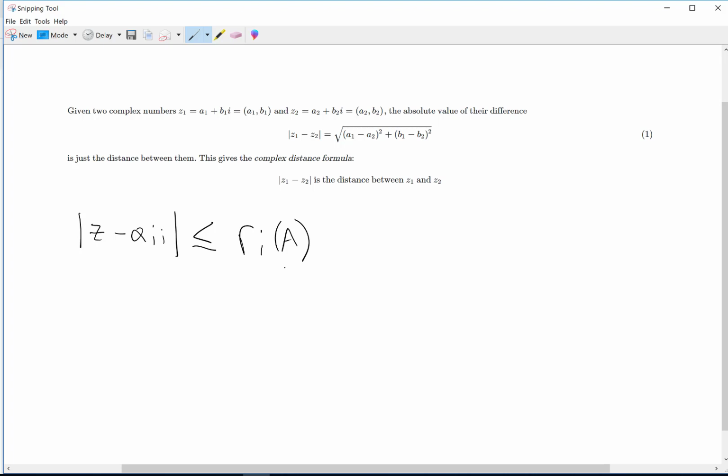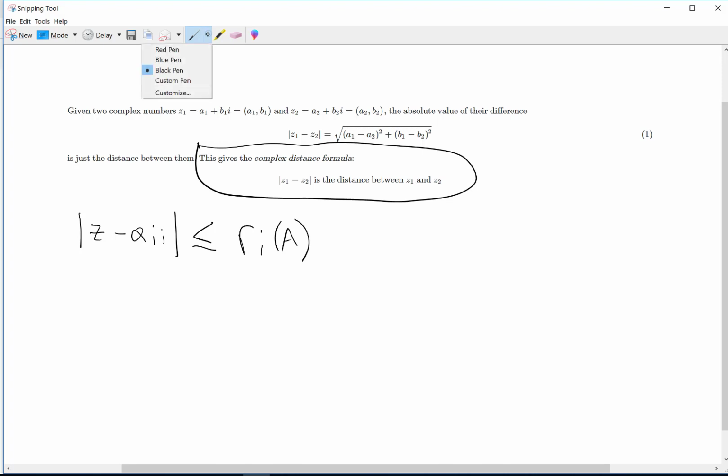And so if you think about what's going on here, it says right below equation 1 from the complex numbers appendix module, we have a complex distance formula. If you have 2 complex numbers, z1 and z2, the distance between them is given by the absolute value of their difference. Now in our equation here, let me just point out that z, that's a variable. So that can be lots of different complex numbers.